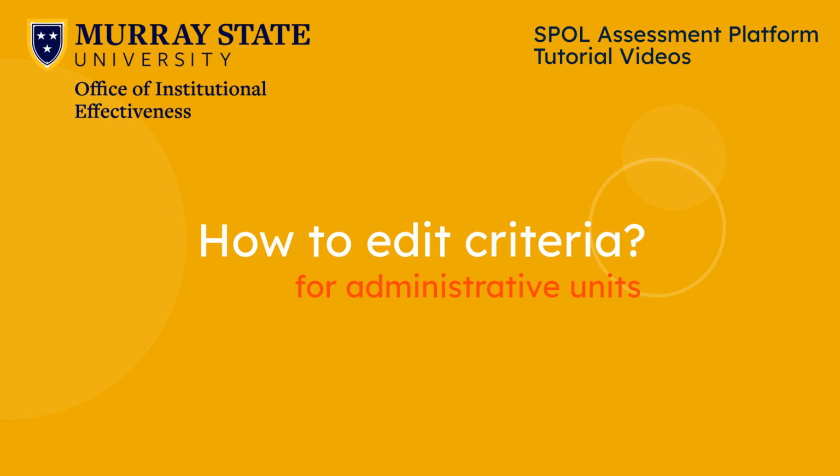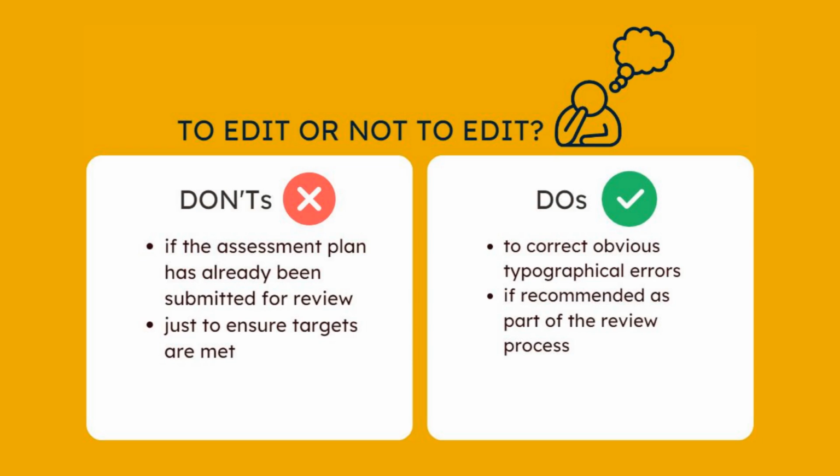In this video tutorial, we will learn how to edit the criteria for administrative units. Before we get started, please be advised that after submitting your assessment plan, editing the criteria is not recommended. However, the Institutional Assessment Office or the University Assessment Committee may suggest modifications if they identify any errors or areas for improvement during their review. In such cases, our office will reach out directly to the assessment coordinator.